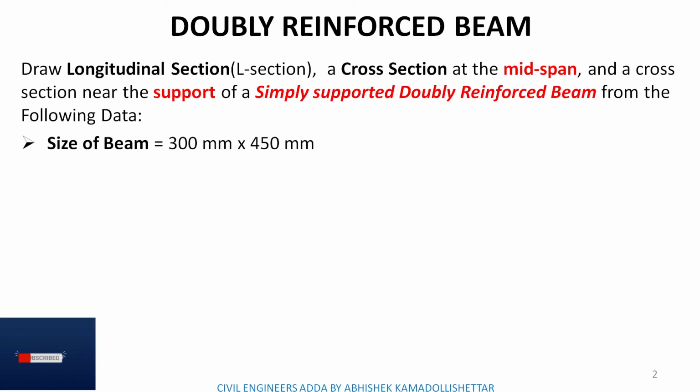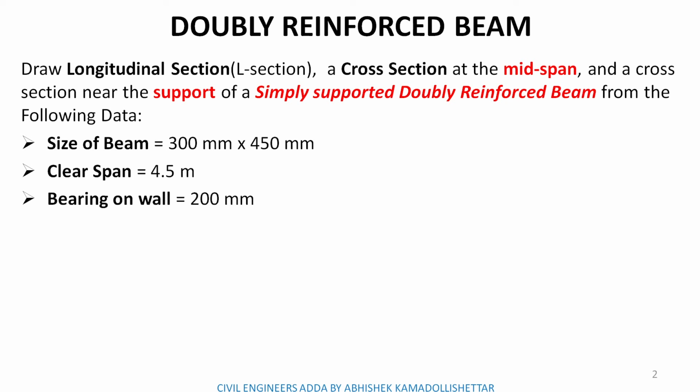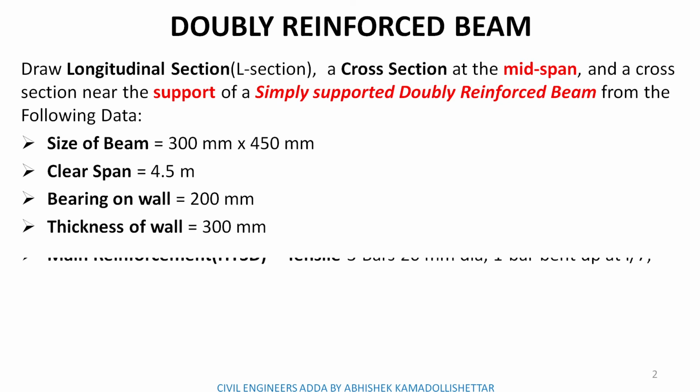So the following is the data. Size of the beam I am considering here as 300 into 450, and clear span is 4.5 meter. Bearing on wall, that is support, 200 mm, thickness of wall 300 mm, main reinforcement tensile, that is 3 bars of 20 mm dia, 1 bar bent up at L by 7.